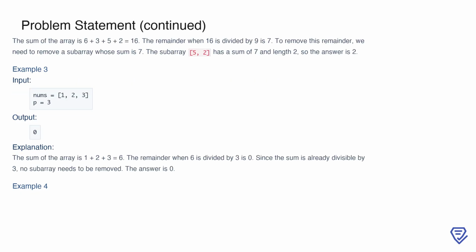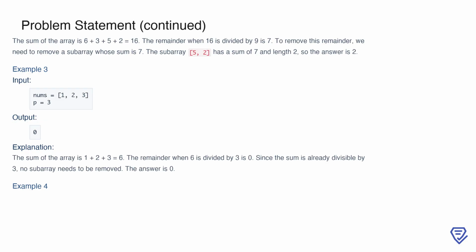In the third example, nums is 1, 2, 3, and p is 3. The sum of the array is 1 plus 2 plus 3, which equals 6. When 6 is divided by 3, the remainder is 0. Since the sum is already divisible by 3, there is no need to remove any subarray. As a result, the answer is 0.